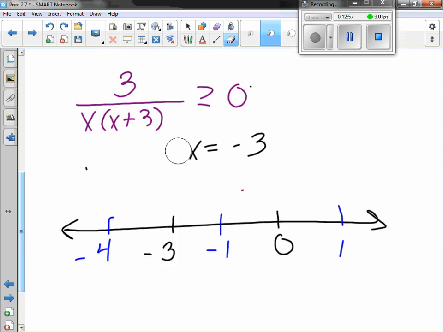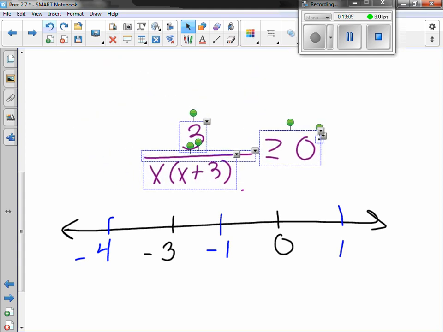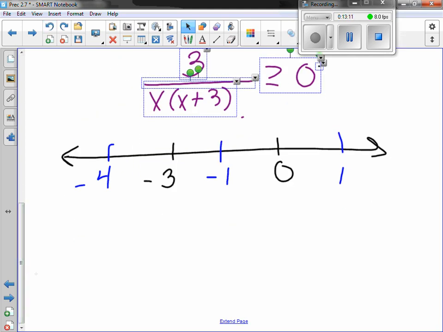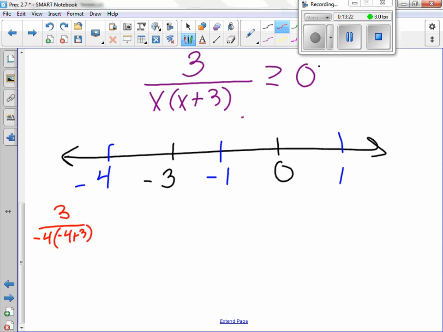Now that we have these, I'm going to erase this here. And move this down here so we can check. So I'm just going to start from the left, negative 4. So we have 3 over negative 4 times negative 4 plus 3. So we have 3 over negative 4 times negative 1, which is 3/4. Does that make the statement true? Yes, it's greater than or equal to 0. So this works.